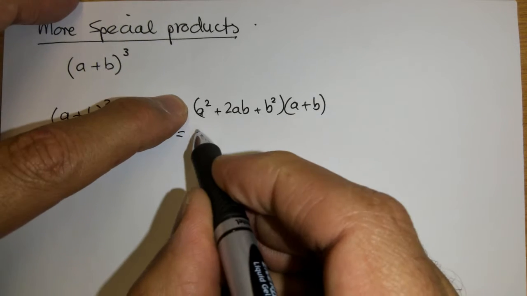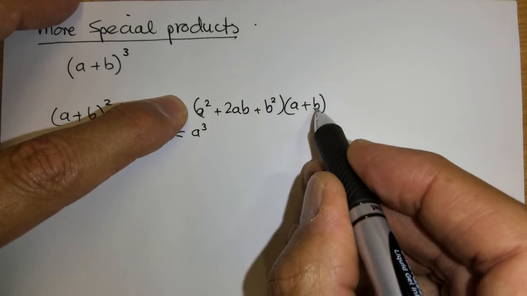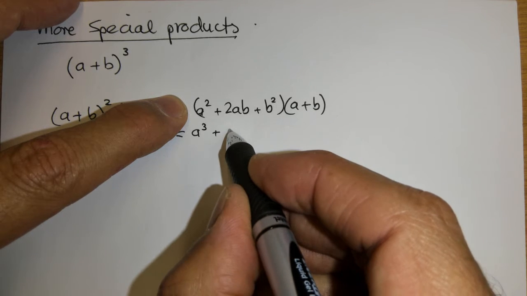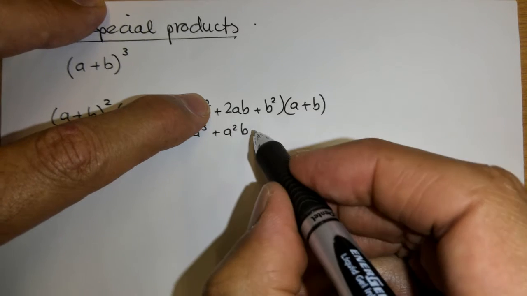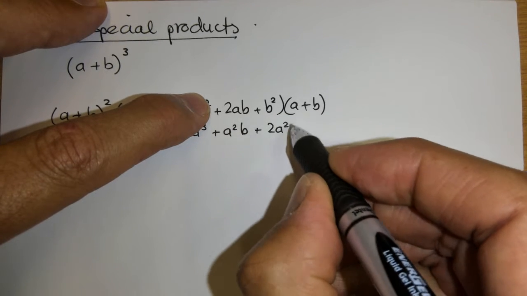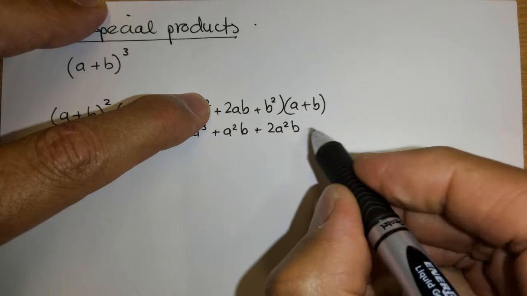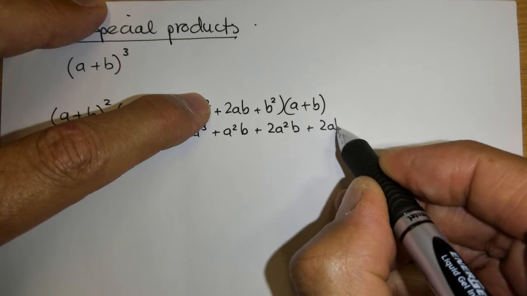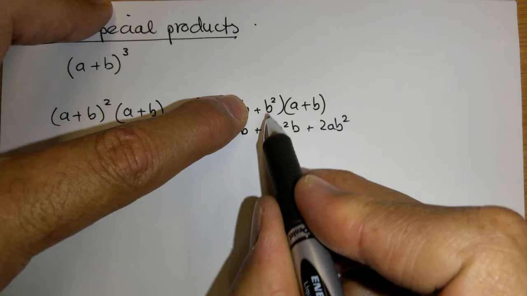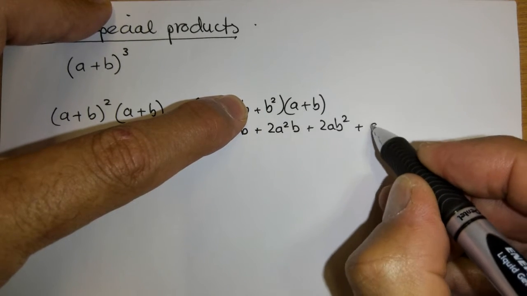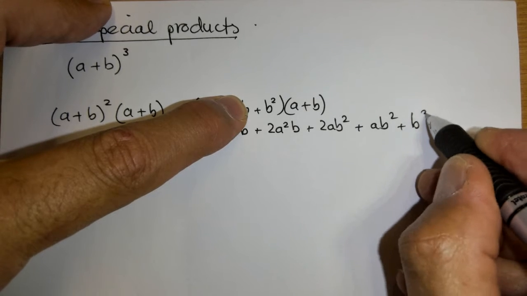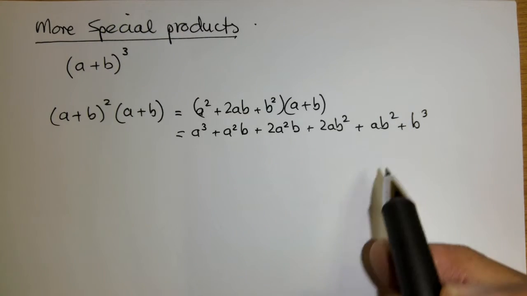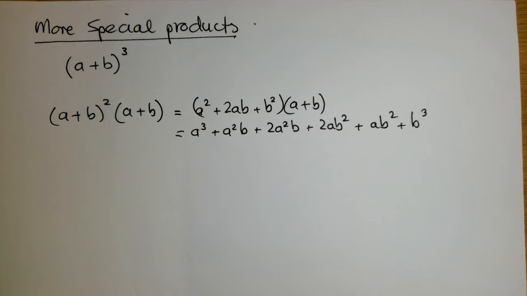A times a is a cubed, a squared times b is a squared b. Go to the next one. 2ab times a is plus 2a squared b. 2ab times b is plus 2ab squared. The last term is plus ab squared plus b cubed. Remember, it's convention to put them alphabetically so you can identify like terms easier. Now we can clean it up.